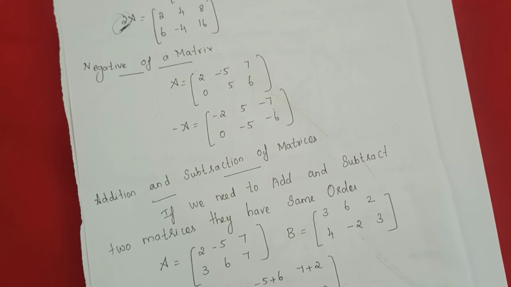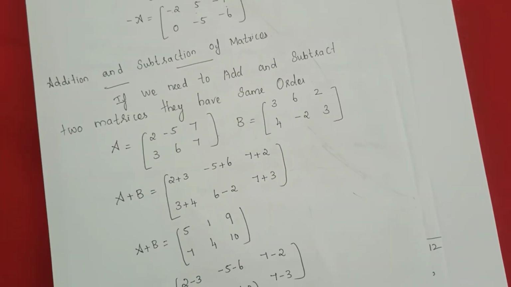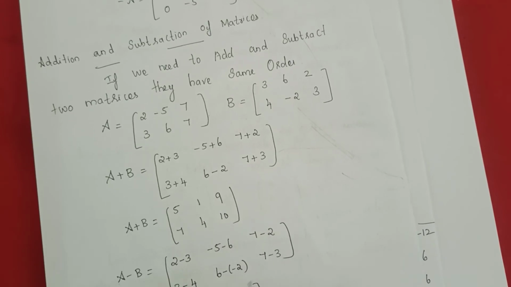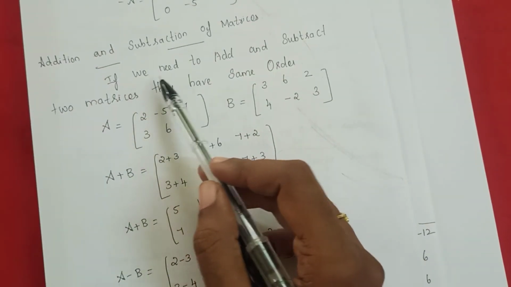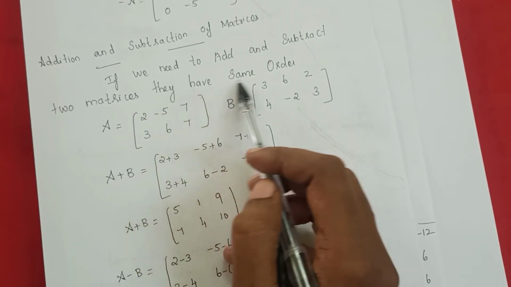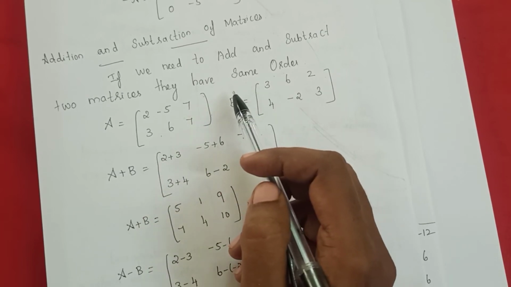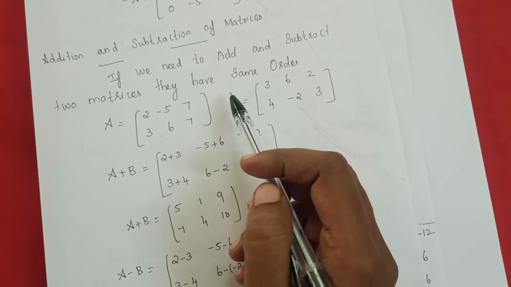Okay, then the next one is addition and subtraction of matrices. How will we add and subtract two matrices? If we need to add or subtract two matrices, there is a condition: both must be of the same order. In the last class, I taught you how we find the order of a matrix. Is it right?